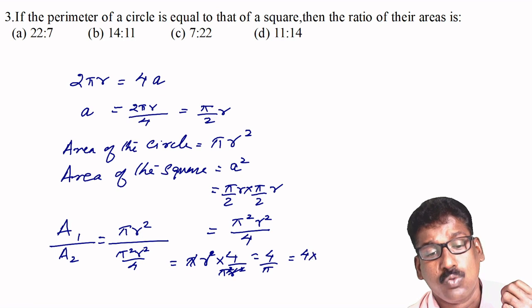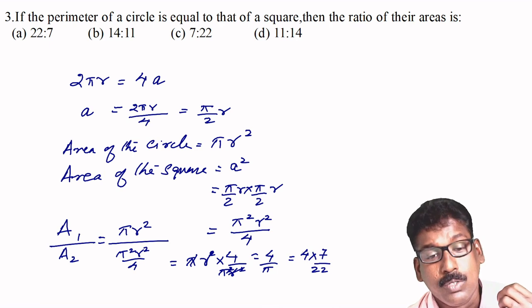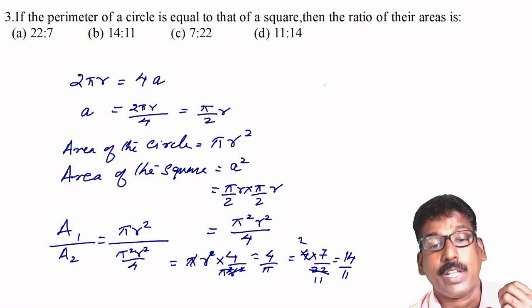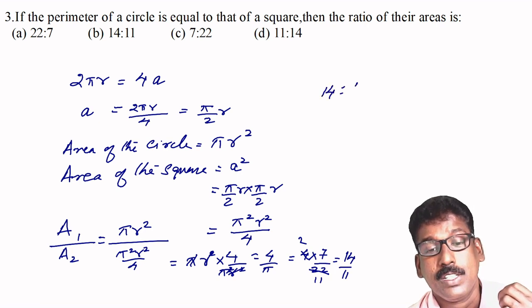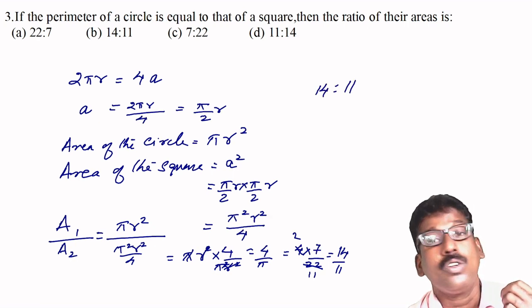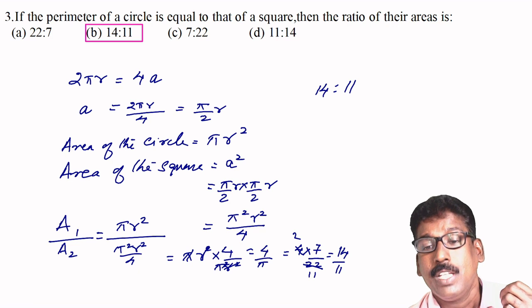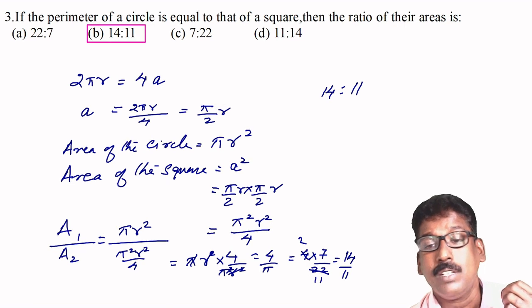You can take it as 4 into 7 by 22. That is, you can divide by 2. 2 2s are 4, 2 11s are 22. 2 into 7 is 14 by 11. Therefore, the ratio you can write it as 14 is to 11. So, the correct option is B, 14 is to 11.